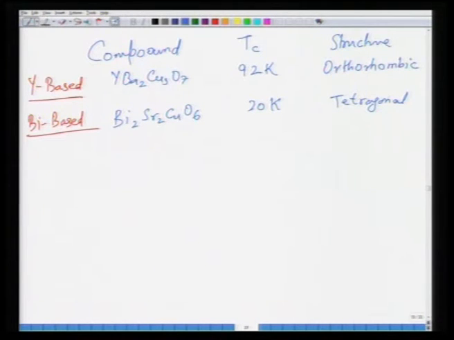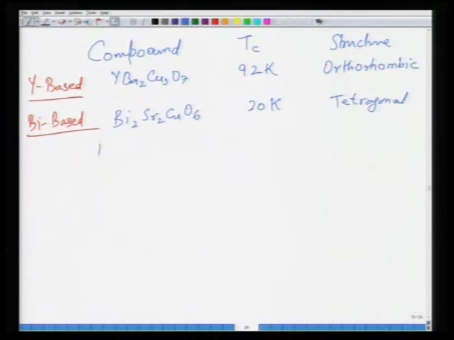Now you can build upon this. This is Bi2Sr2CuO6. If you tune the composition a little bit, you get a much bigger unit cell, but at the same time the Tc increases. For instance, if you make Bi2Sr2CaCu2O8, you can see that you have added a layer of calcium oxide, and when you put calcium oxide in the unit cell and increase the number of copper atoms as well, the Tc becomes 85 Kelvin, and this is called BSCCO.